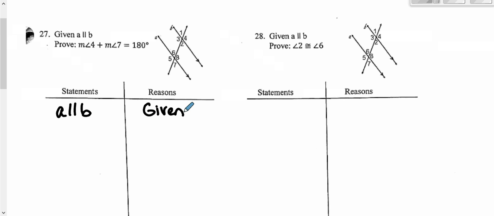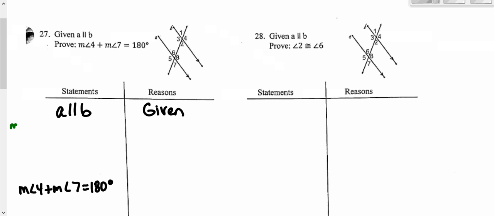We want to prove that the measure of angle 4 plus the measure of angle 7 is equal to 180 degrees. So this is what we're trying to prove, so I put that at the end. Now, what I want to do is find a way to connect the 4 and the 7. Okay, so notice 4 is on the exterior and so is 7. So what I'm going to start with is I'm going to say that 4 and 2 are supplementary.